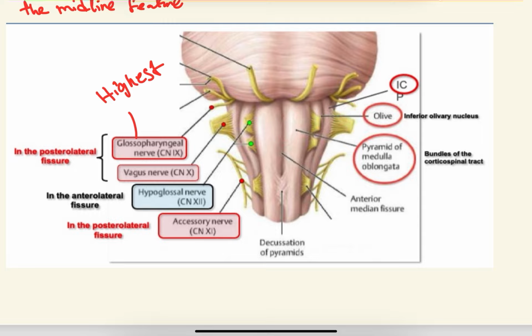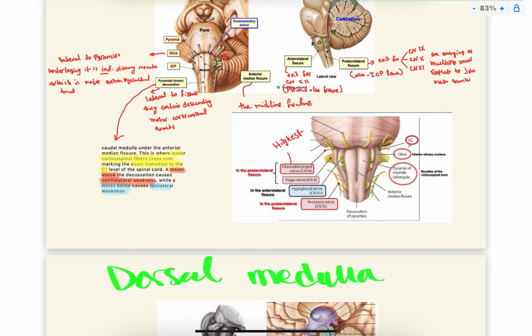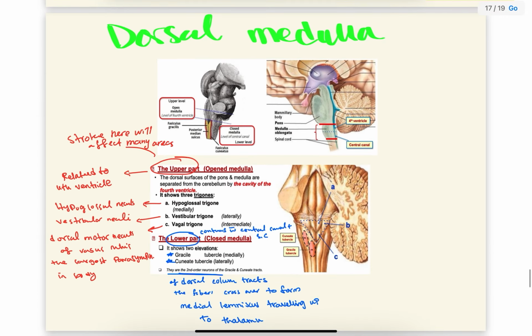And lateral to the fissure, I have the decussation of the pyramids of the corticospinal tract. In the pyramid here, I have the bundles of corticospinal tracts, but where does it cross? It crosses lateral to the fissure. Now for the dorsal medulla, I have what?